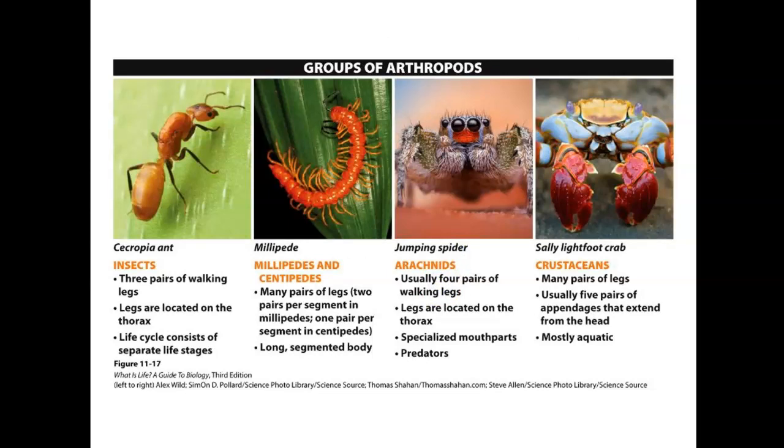The arachnids are going to include your spiders, mites, ticks, and scorpions. Usually they're going to have 4 pairs of walking legs or appendages. They're going to be located on the thorax. They have specialized mouth parts, and they're known as predators. Now with these specialized mouth parts, the spider is going to have specific ones called fangs. If it's a scorpion, it's going to be kind of a grinding mouth part. They're going to be distinguished from other arthropods because they're going to have legs only on that thorax there.